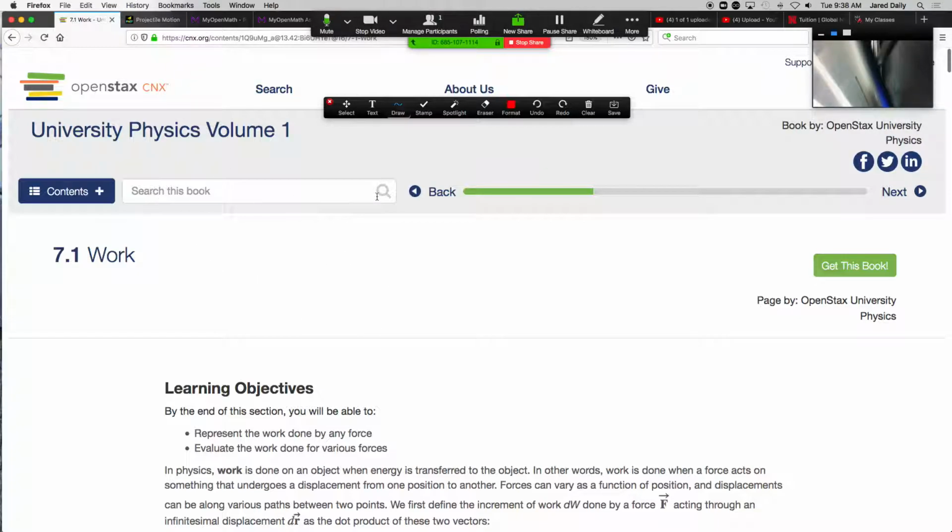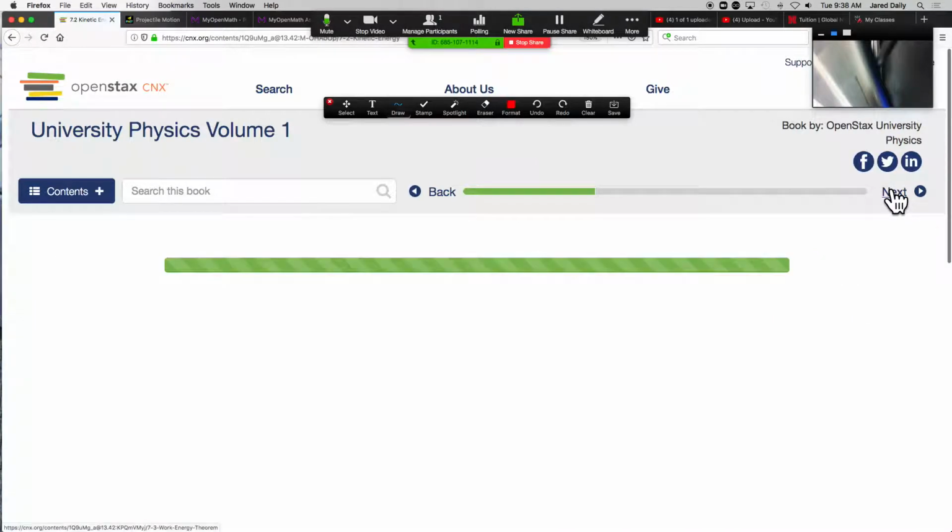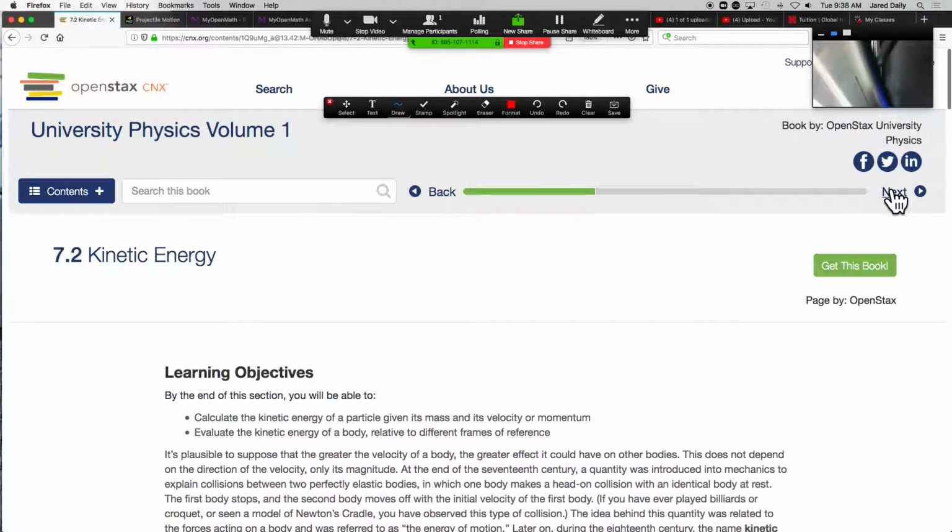Let's see, let's go to 7.2 and let's learn about kinetic energy. So the word kinetic in the Greek means movement, and so kinetic energy literally means movement energy. There is an energy associated with movement. Movement itself is energy. In fact, this was discovered in the 1800s, I would say. This was really starting to be understood, so not that long ago. We're talking maybe 150 years or so ago.